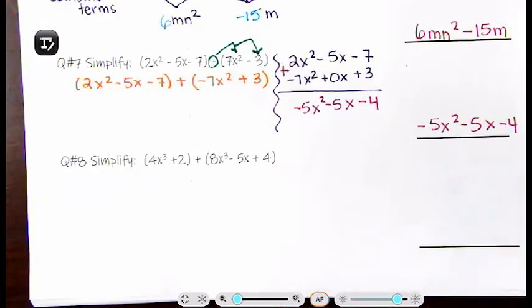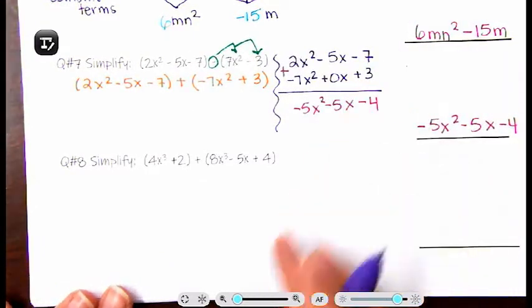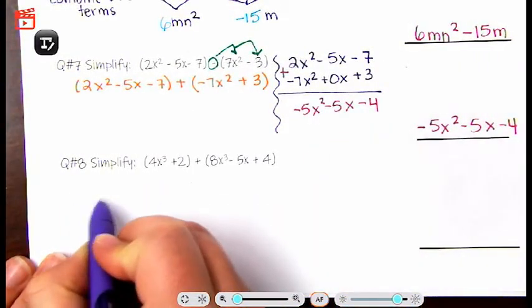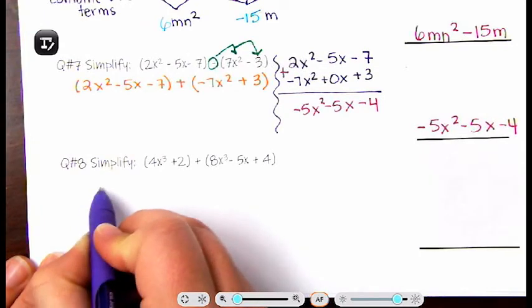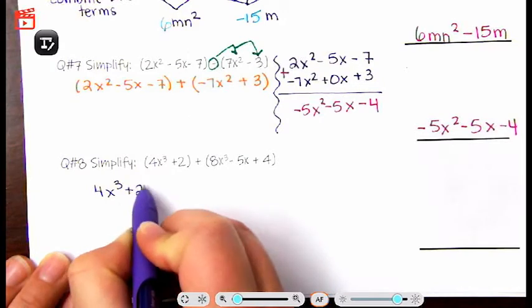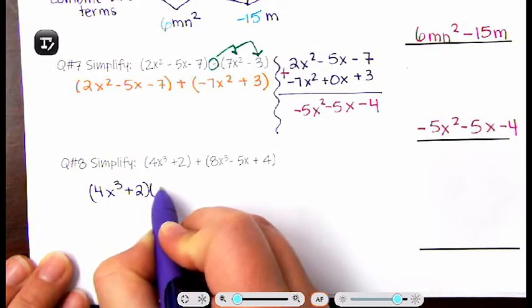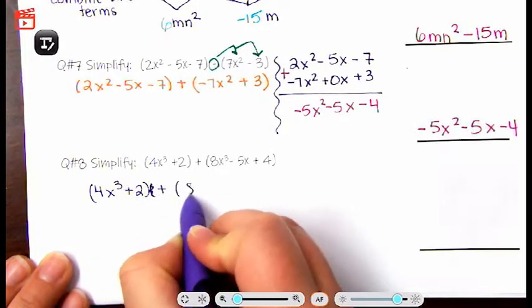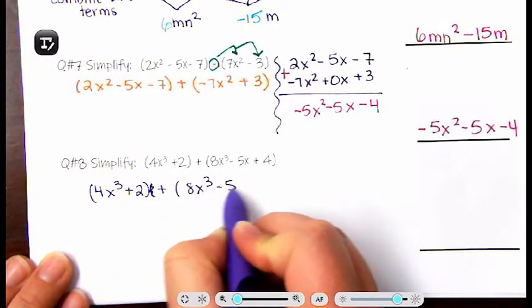Last question here, it's asking us to simplify. This one is asking us to add. So again, you can choose to do it the vertical way or the horizontal. So I'll do horizontal just to show you the difference. So I have 4x cubed plus 2. I should have rewritten that, but that's okay. This is a plus 8x cubed minus 5x plus 4.